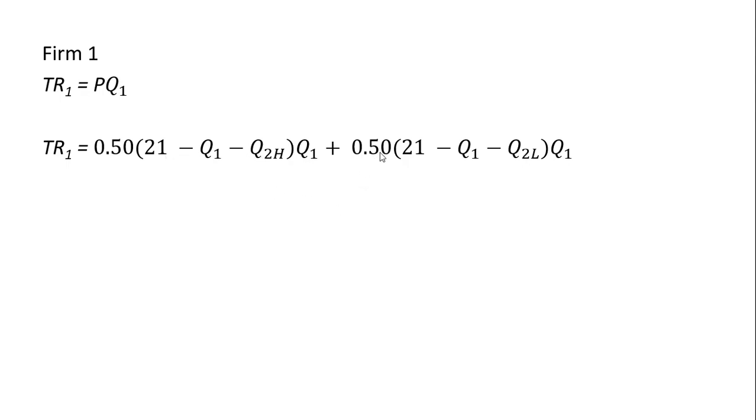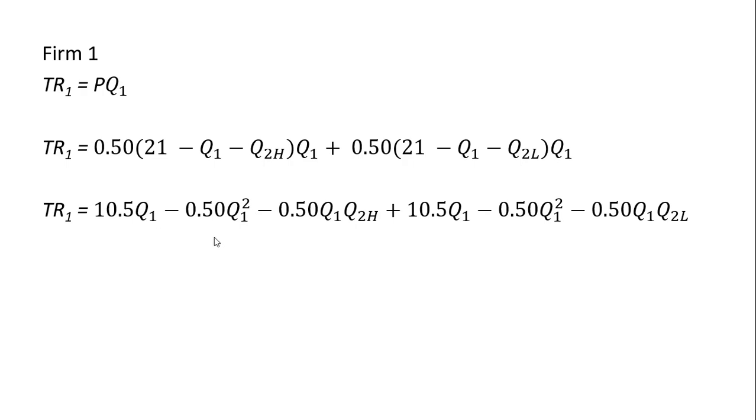And then there's a 50% probability that Firm 2 will have low marginal cost. So that's where this 0.5 is coming from. So with low marginal cost, the inverse demand is 21 minus Firm 1's output minus Firm 2's output when it has low marginal cost. I'm going to just simplify some things here. We're going to take this 0.5, multiply through it by what's in parentheses, along with this Q subscript 1, and do that over here as well. So just simplifying some things here.